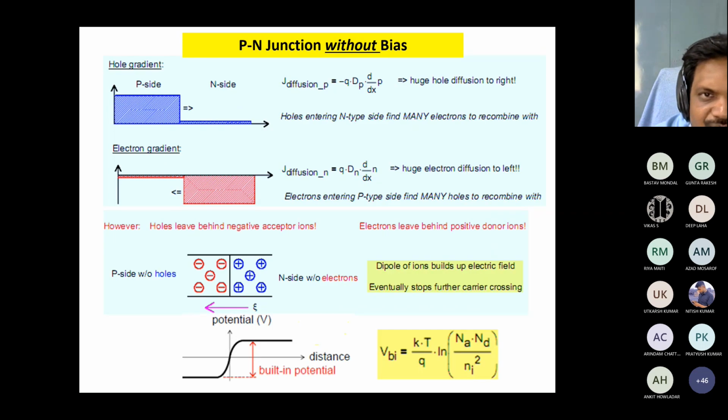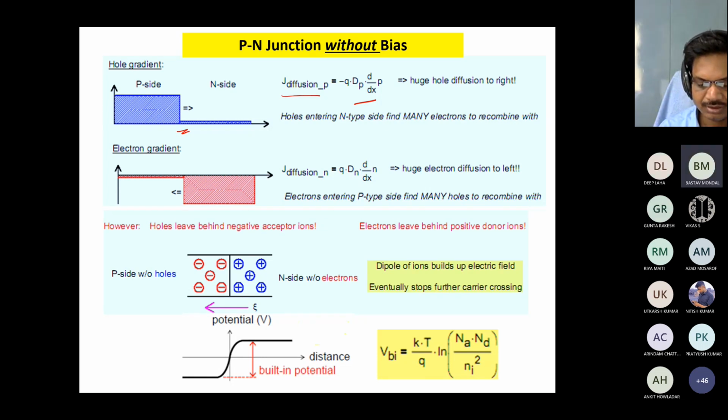Okay. So what we can see here now is that we have not applied any bias. There is a concentration gradient in the junction. So accordingly, there would be diffusion, and due to diffusion of the carriers, we get the diffusion current. Are you getting it?